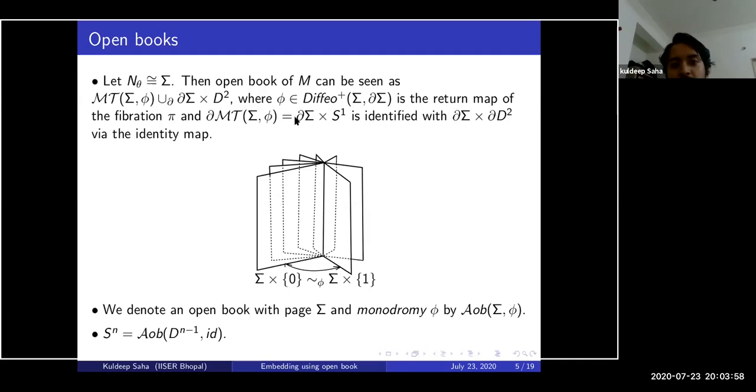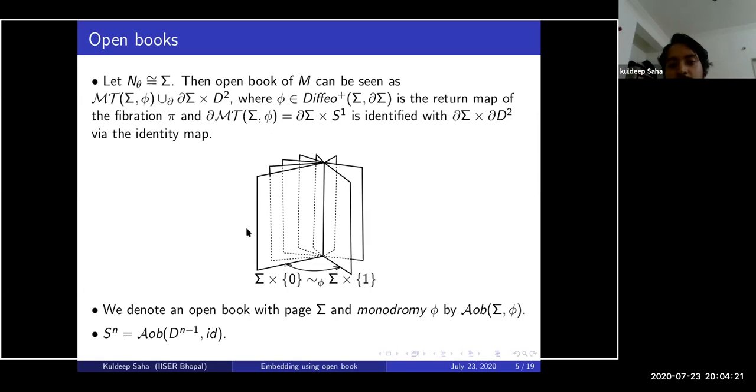Note that φ is a diffeomorphism of Σ relative to the boundary, that means near the boundary it is the identity. The boundary of the mapping torus is just ∂Σ cross S1. This other part also has boundary ∂Σ cross S1. So along the boundary, we can attach them by the identity map and we can recover the whole space M.